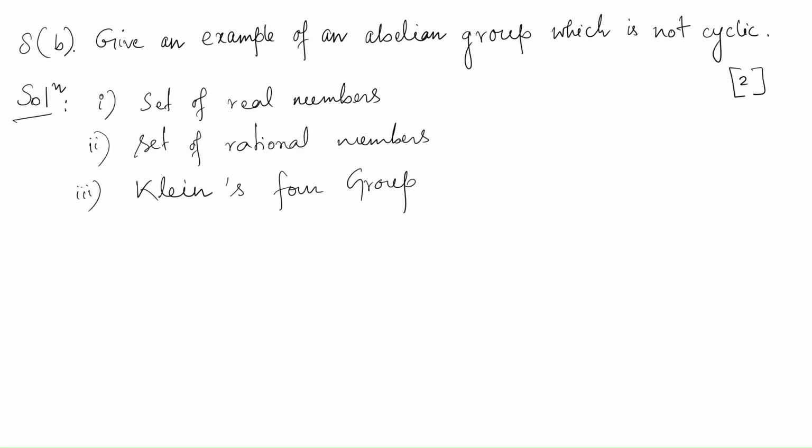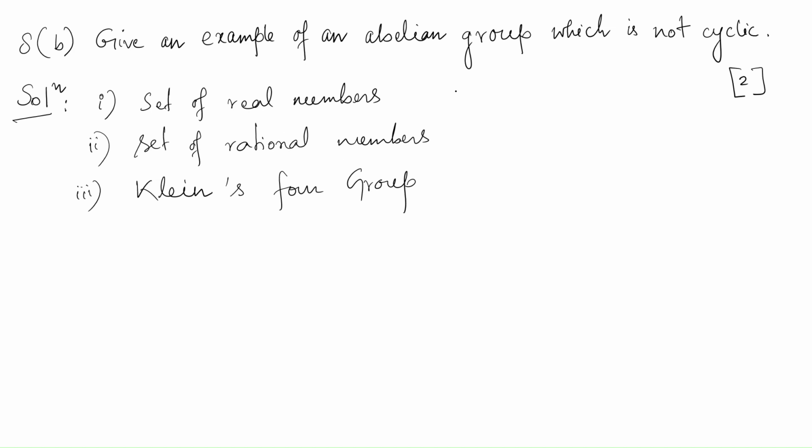Question 8b. Give an example of an abelian group which is not cyclic. Here, 3 examples are given. Any one you can write. First example, set of real numbers. Second example, set of rational numbers. Both of them are abelian groups and they are not cyclic. Example 3, Klein's 4 group. It is also an abelian group but not cyclic.